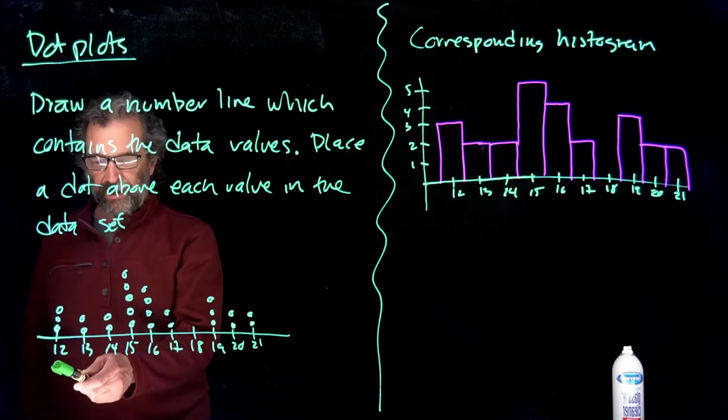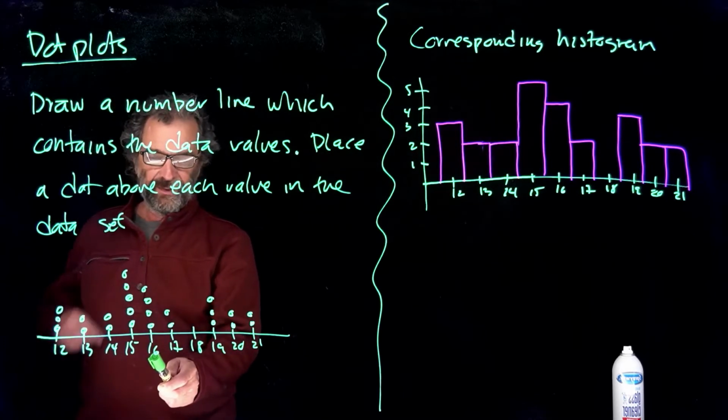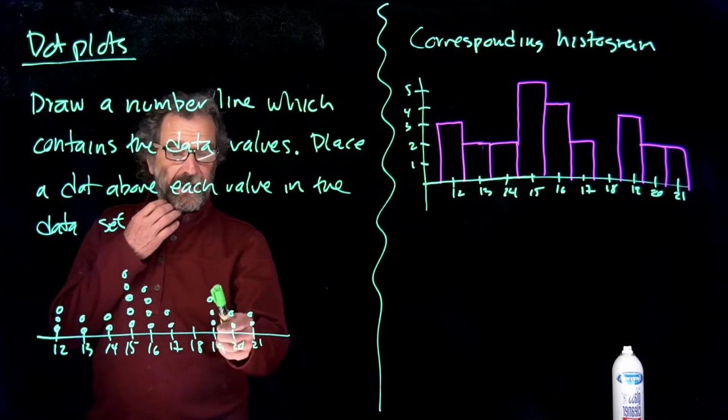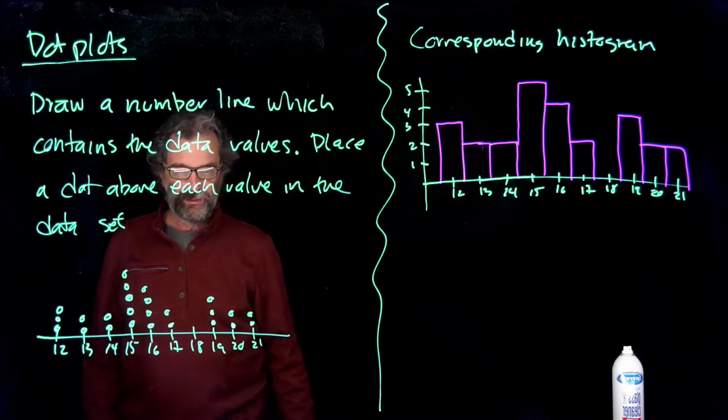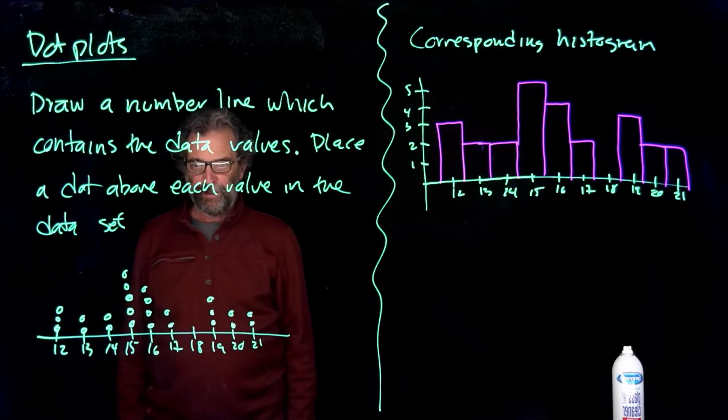We had 3 12s, 2 13s, 2 14s, 5 15s, 4 16s, 2 17s, 3 19s, 2 20s, 2 21s. So there is what they call a dot plot of that data.